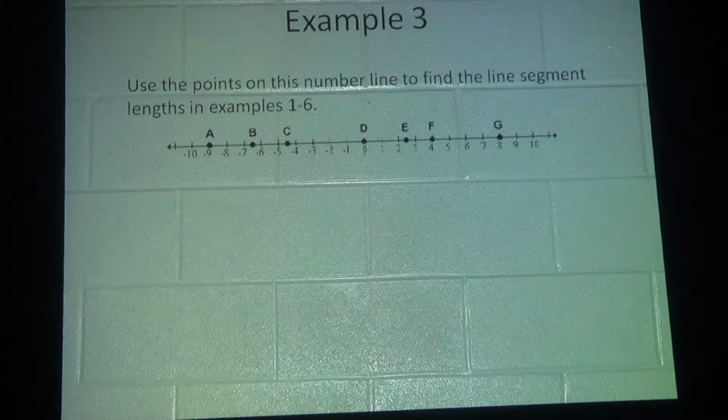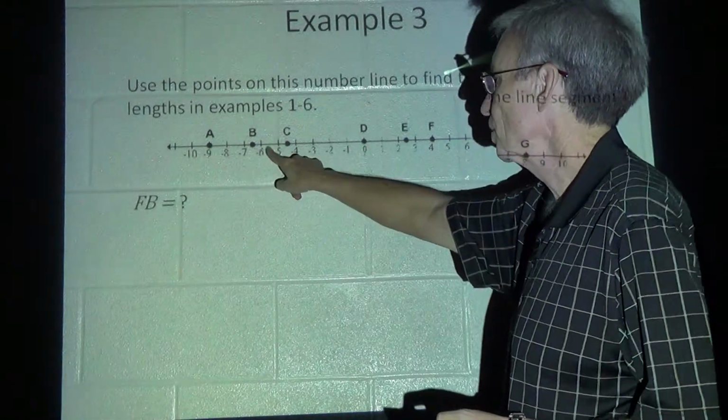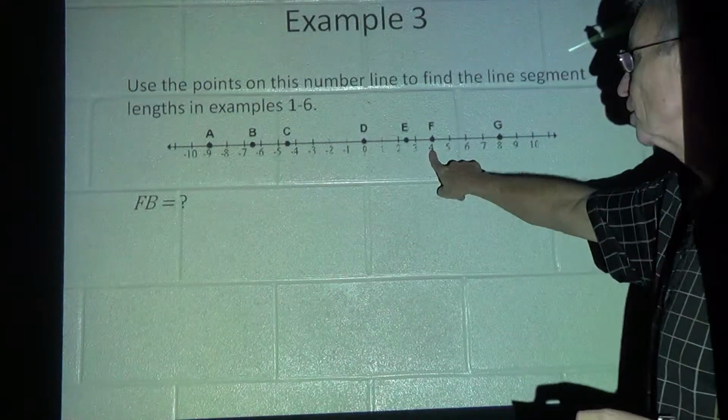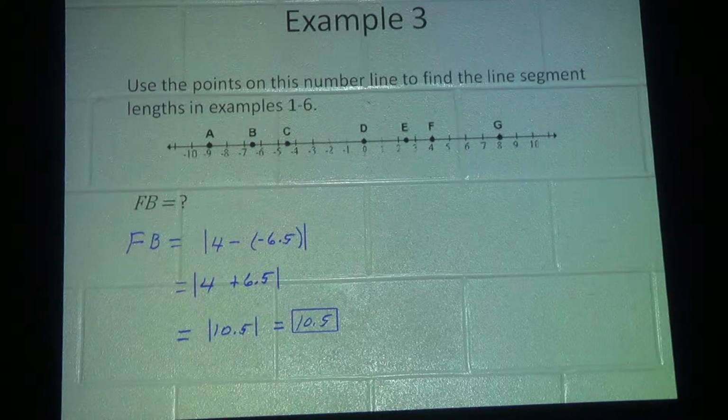Okay, example 3, this time they want us to find the length of line segment FB. So from F to B, this is negative 6.5, this is positive 4. So we plug those into our formula, which says that you simply subtract them. So the absolute value of 4 minus negative 6.5 gives us 4 plus 6.5, which is 10.5. Make sure you take the absolute value. Once again, this keeps you from getting a negative value.